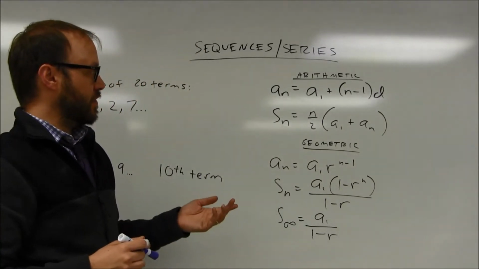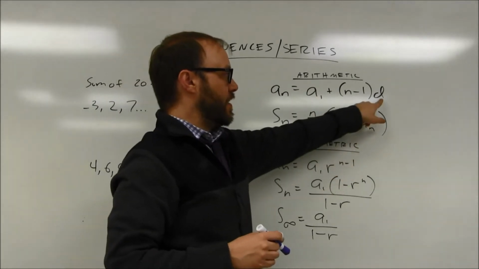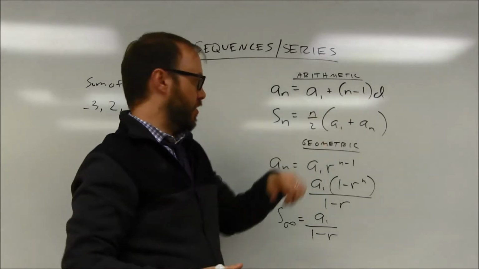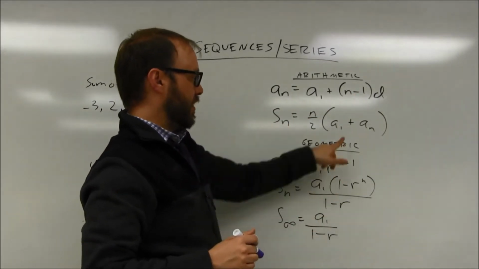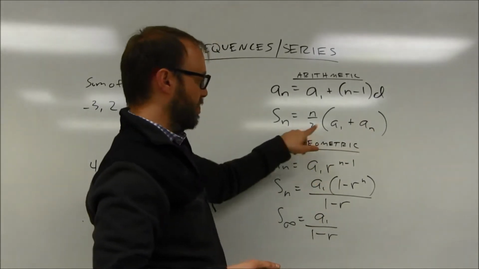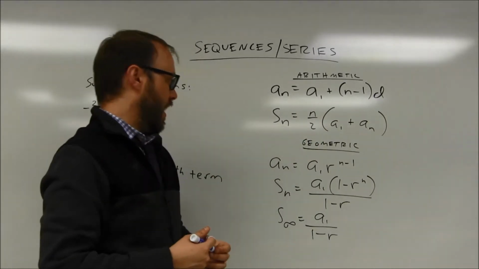Remember, for arithmetic sequences, you can take the first term and add the common difference times one less than the number of terms in the sequence to get the nth term. For the sum, you can add the first value and the last value of your sequence and multiply by the number of pairs, and that would add up n terms of the series.